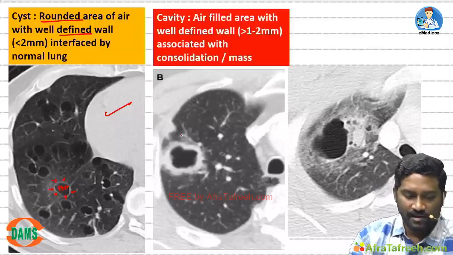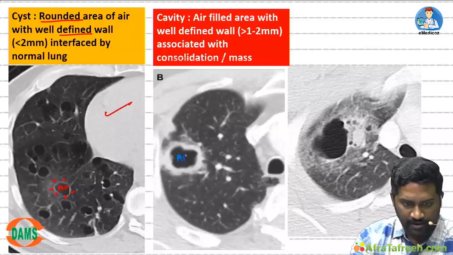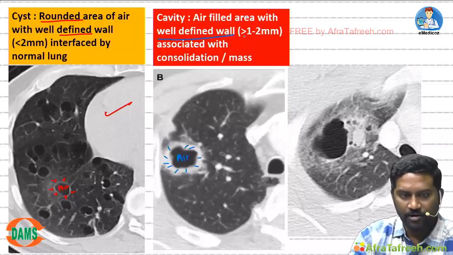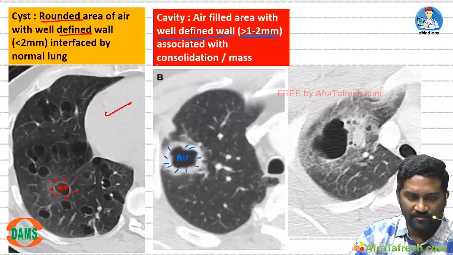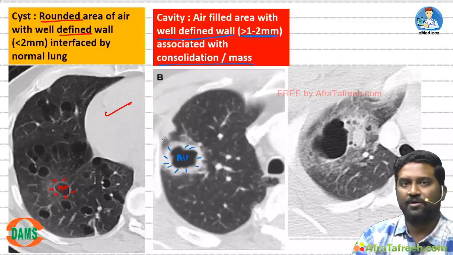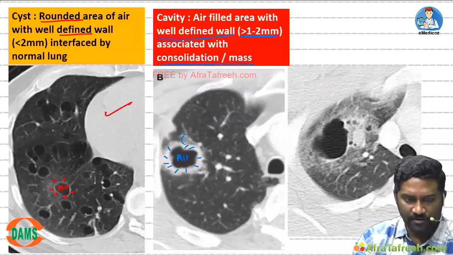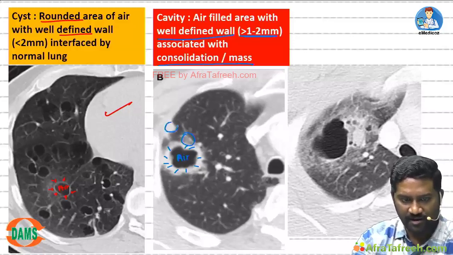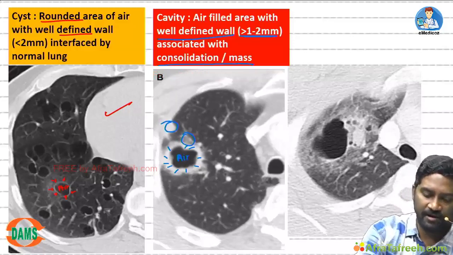Coming to cavity, cavity is also an air filled area, but the dimension of the wall is generally more. Air filled area with well defined wall, usually more than 1 to 2 mm in dimension, and it is associated with consolidation or mass. Cavity will not happen solitarily. It will be associated with some other pathology. You can see here there is consolidation here, with some other pathology such as consolidation or mass.